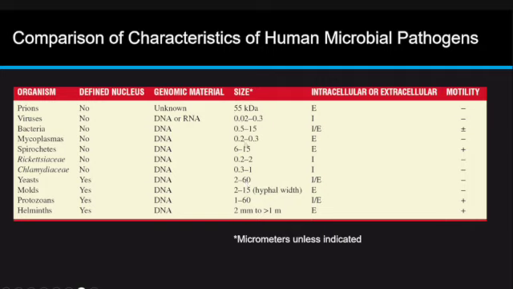And this just kind of goes about their size, and then this talks about whether they're intracellular or extracellular. And then do they have any motility? You can see that some bacteria may be motile. Your spirochetes, by their structure, are motile. Clearly, your protozoans and your helminths are motile, which gives them an added virulence factor.